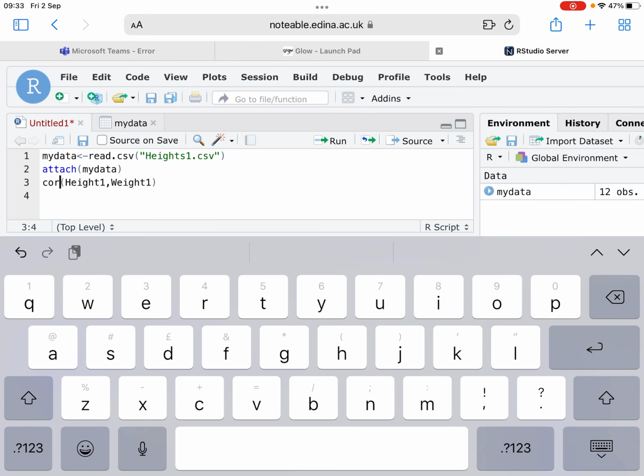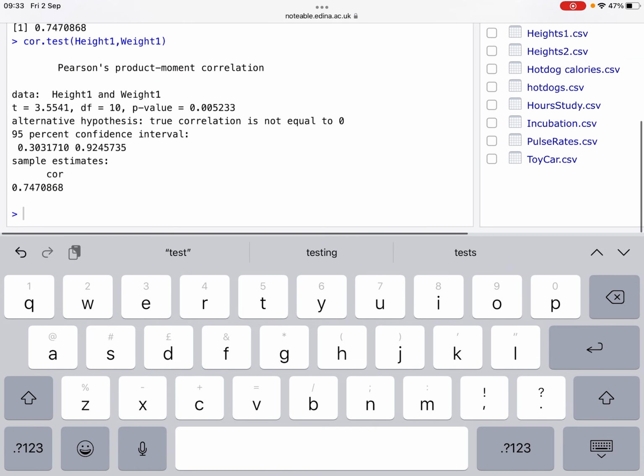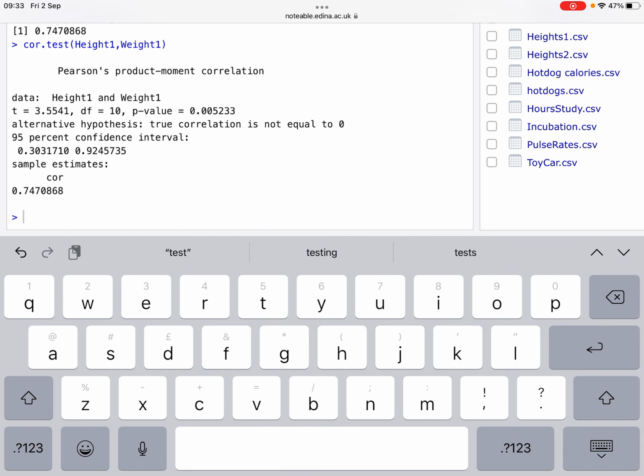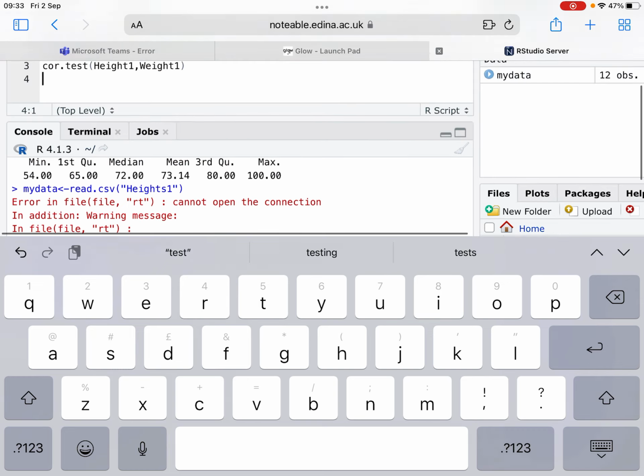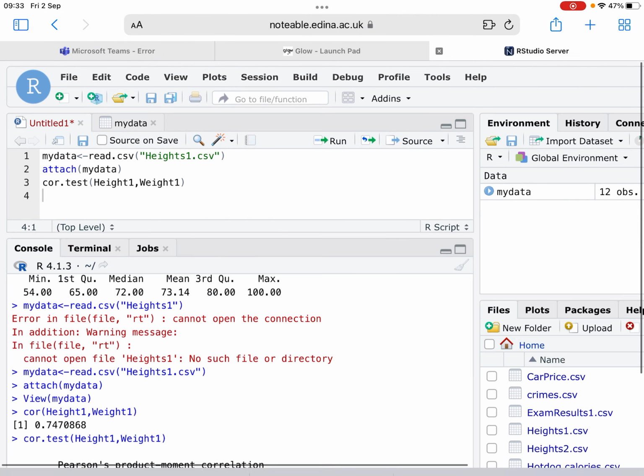If we had typed in cor.test, this would also have provided the correlation coefficient, but also a hypothesis test, which is something that we'll look at later on. So for correlation, it's simply the strength of the linear relationship between two variables. You have to consider carefully whether or not the correlation that you have is actually because there is a relationship between the two variables, or if it's just coincidental.